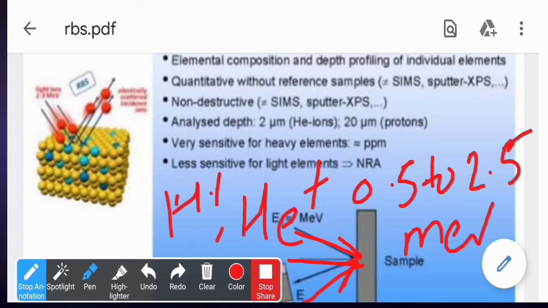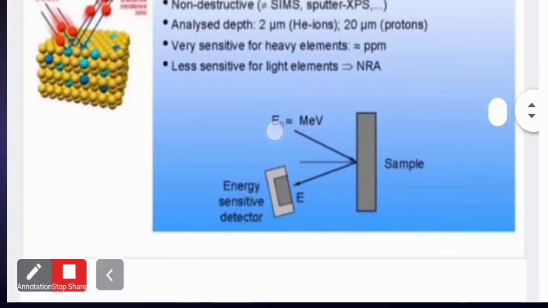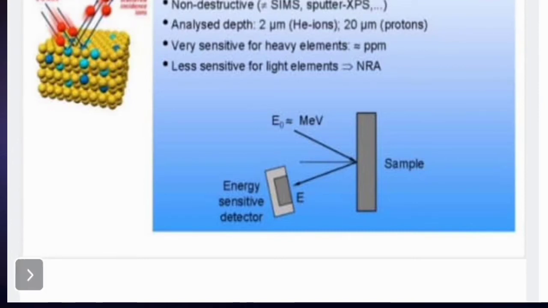The basic requirement for determining the energy of the backscattered ion is the masses. The mass of the incident or primary ion and the mass of the secondary ion will be the same. So here we will be mainly focusing on the change in energy of the scattered particles.